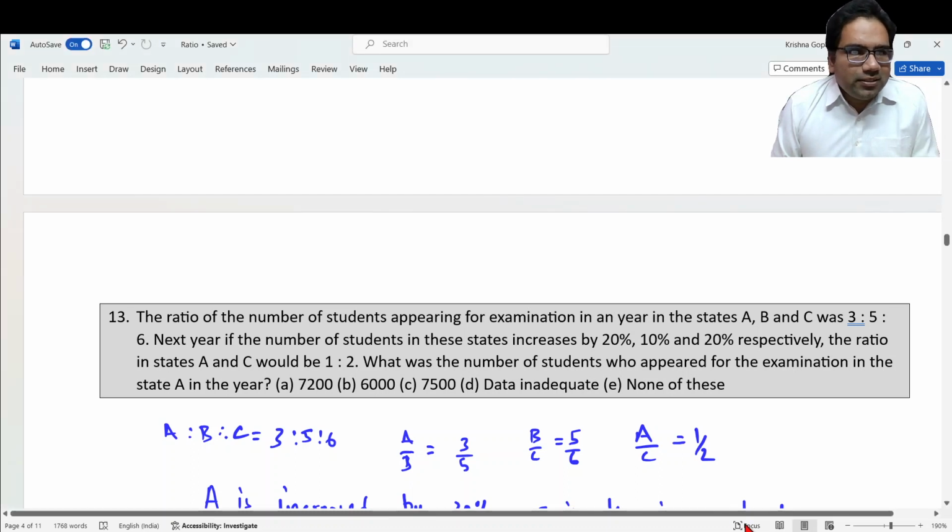Let us complete our session. Let us complete the remaining questions on ratios and mixtures, proportions, etc. Okay, we completed 12 questions earlier. Let us finish the remaining.